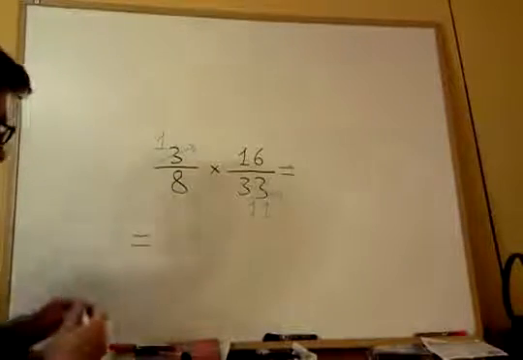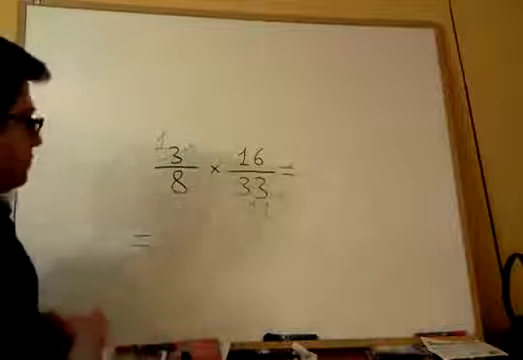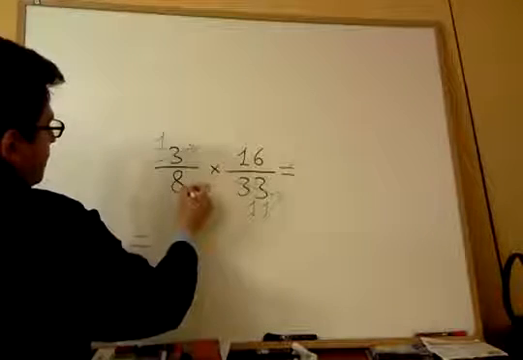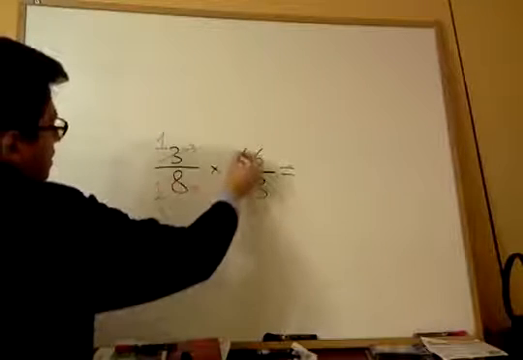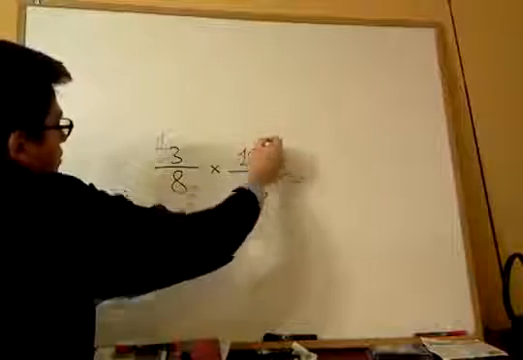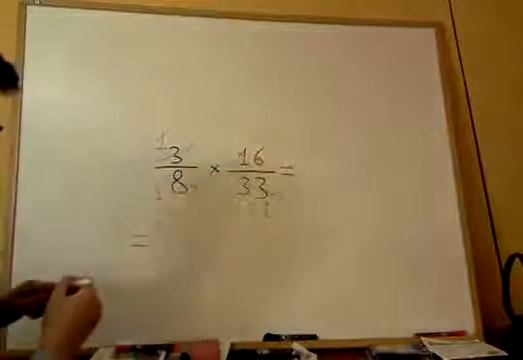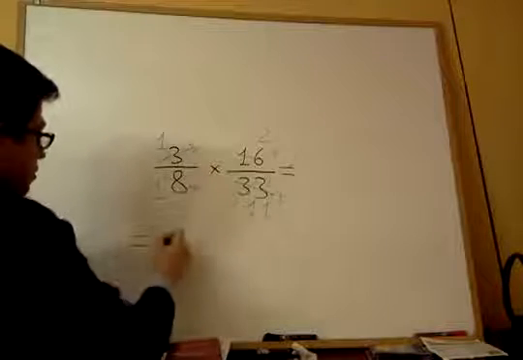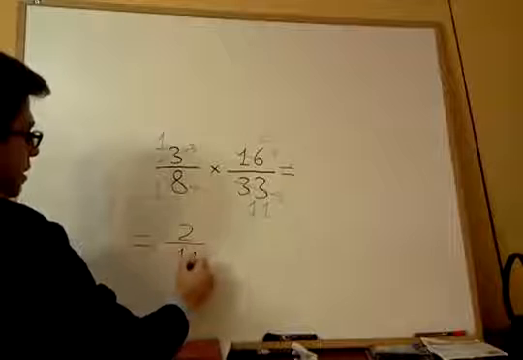8 and 16 are both divisible by 8. 8 divided by 8 is 1. 16 divided by 8 is 2. Now I do 1 times 2. It's 2. 1 times 11, 11. So the answer is 2 out of 11.